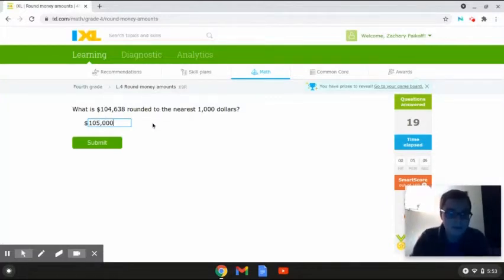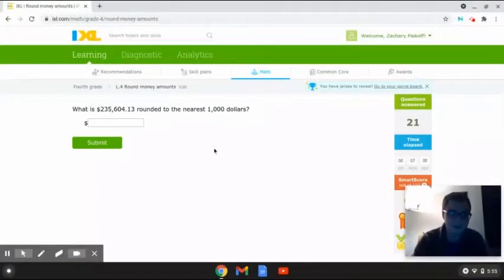So the answer for this problem is 105,000 because we took a look at the key digit and saw that the number next to it was bigger than 5, so we rounded it up and it became 105,000. And that is how to solve this problem. So let's move on to the next one.